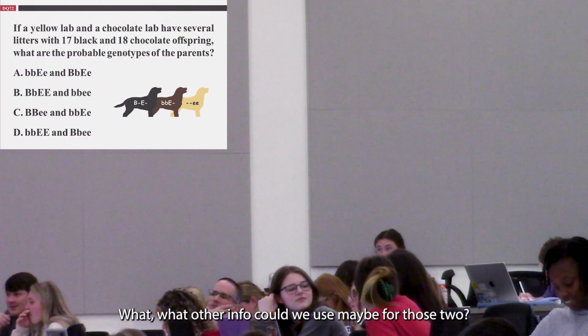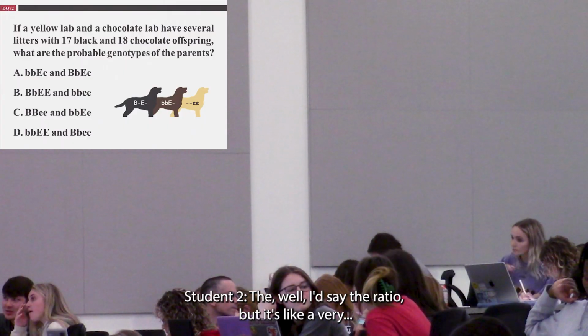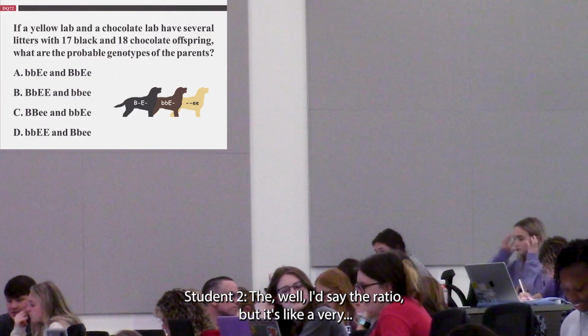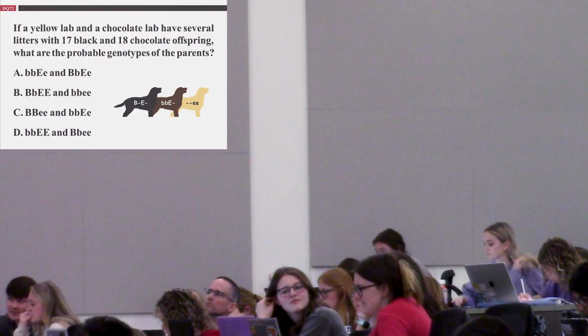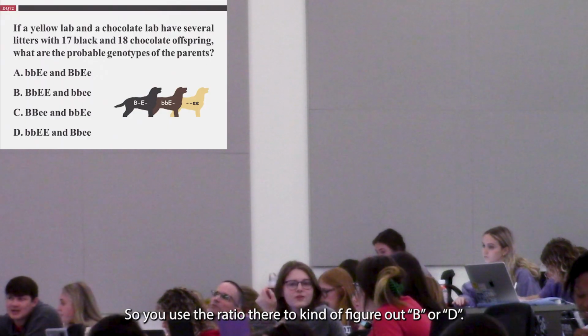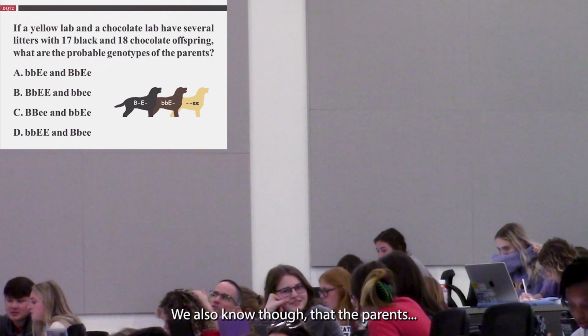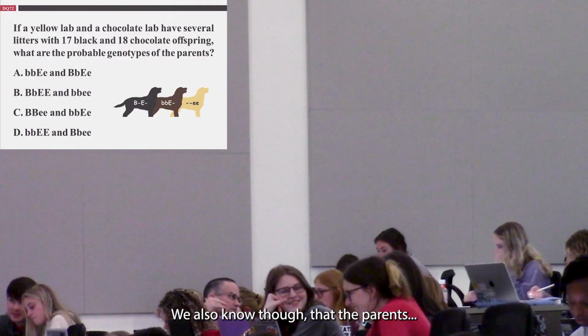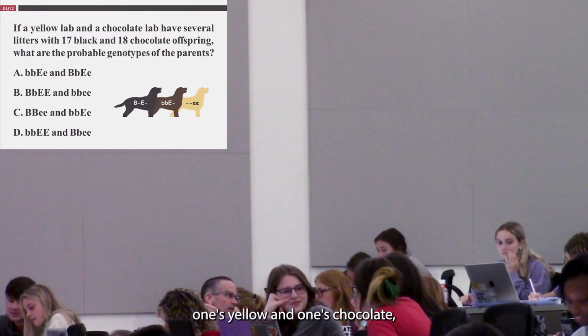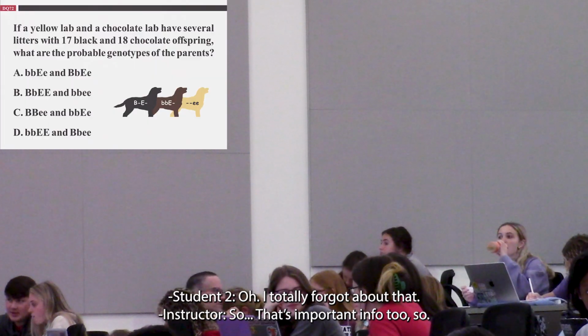What other info could we use maybe for those two? Well, I'd say the ratio, but it's like that's just random. So you use the ratio there to kind of figure out B or D. You also know, though, that the parents, one's yellow and one's chocolate. Oh, yeah, I totally forgot about that. That's important info, too. Thank you.